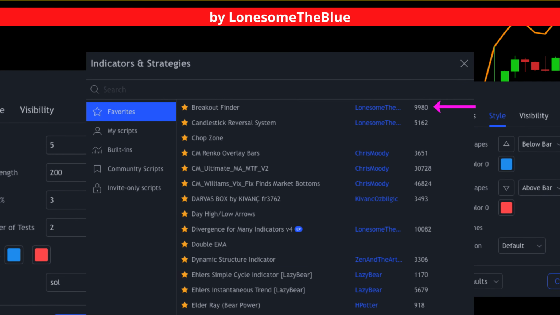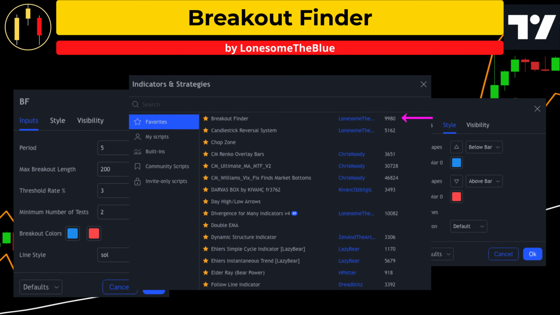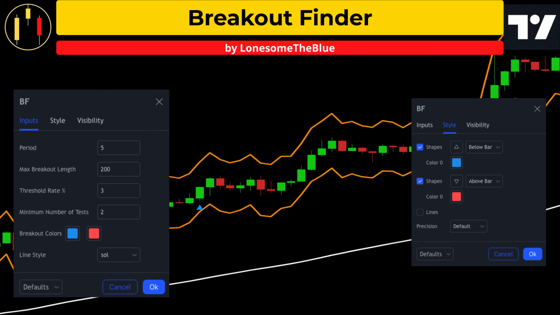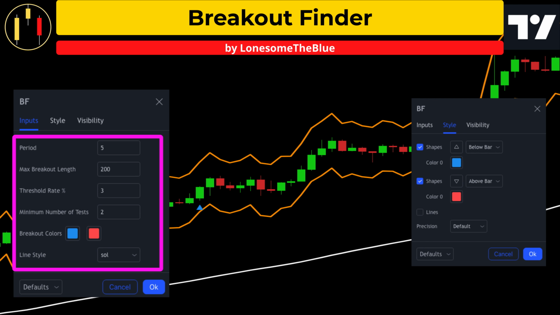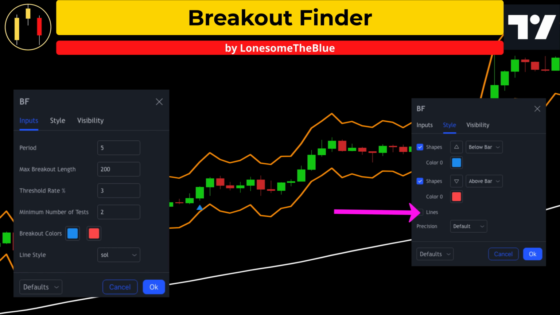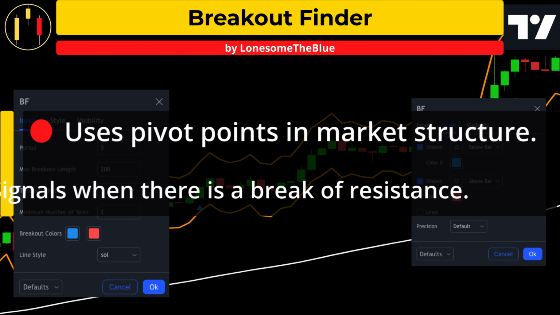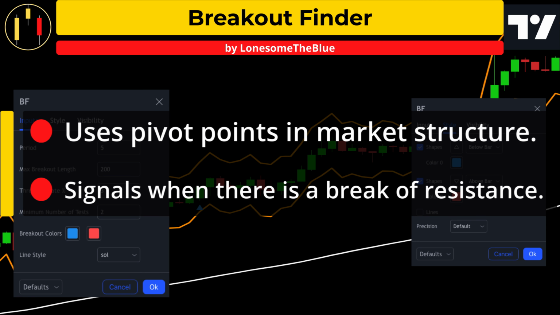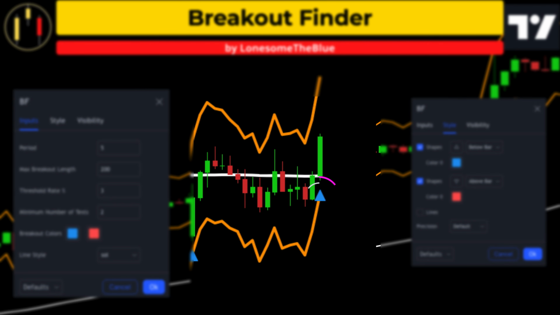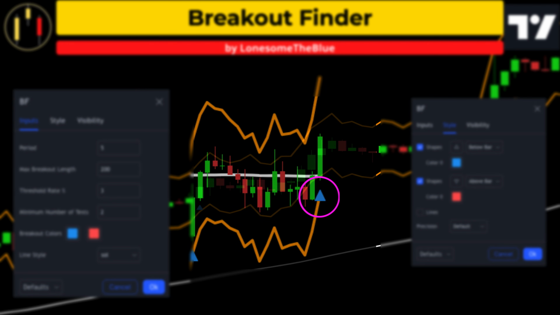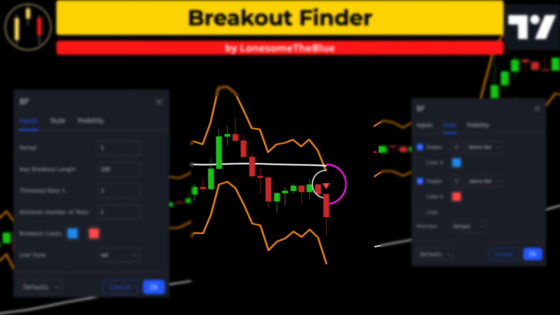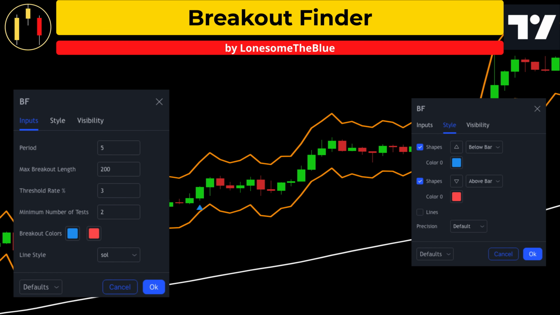The third and final study to place on the chart is a custom indicator by one of my favorite PineScript authors called Breakout Finder. The inputs will be left at default, and I am going to uncheck the option to display the resistance lines. This indicator attempts to calculate pivot points in market structure and signal when there is a break of resistance, which can portend a breakout. A blue triangle underneath a candle represents a buy signal, and a red triangle above a candle signifies a sell signal. The Breakout Finder will provide our entry triggers.